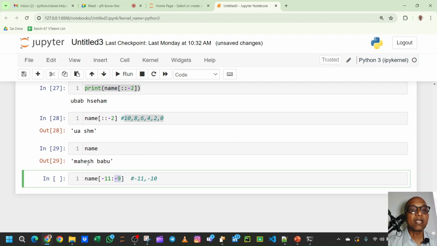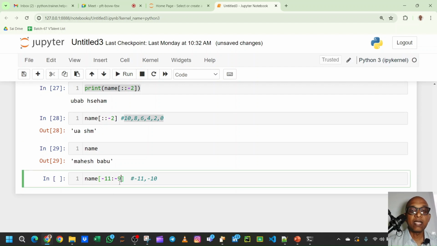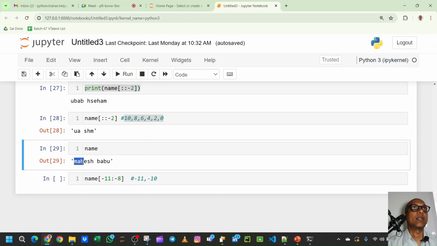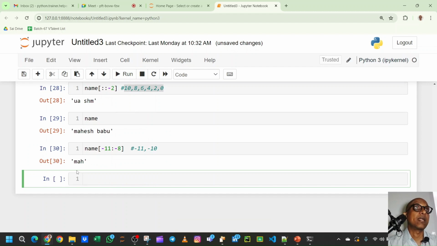Okay. But my target is to get three characters. So -8 I need to mention, correct? So this is -11, -10, -9, and -8 is excluded. Clear? So if I just execute this, let us say, see, I'm just going to get it.